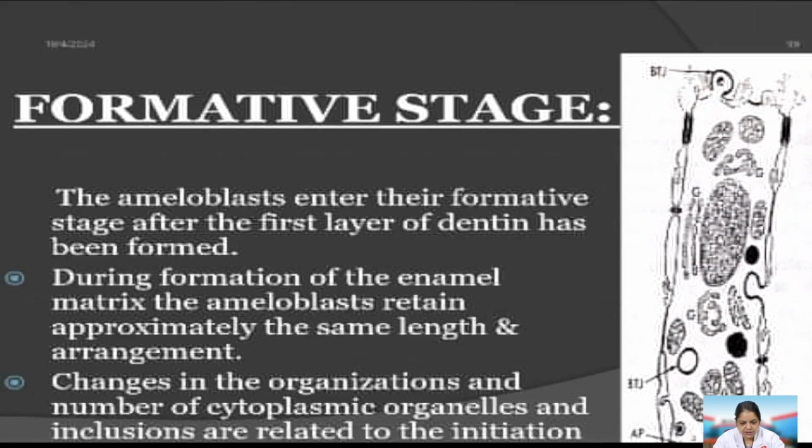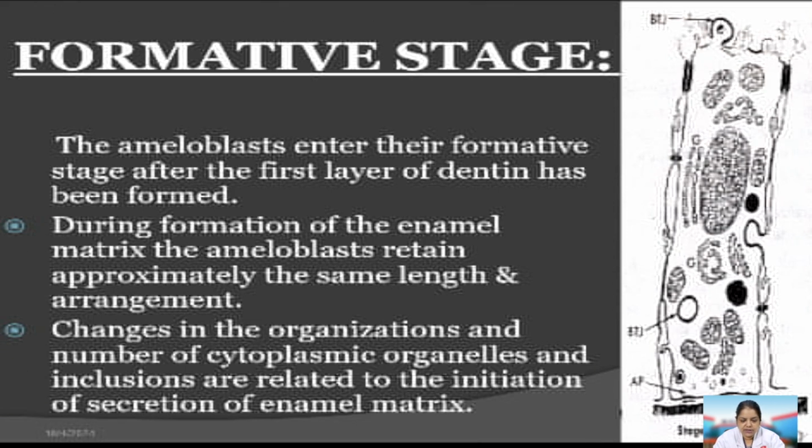Coming to the formative stage, this is the stage where the enamel formation takes place. The ameloblasts enter their formative stage after the first layer of dentine has been formed. During the formation of the enamel matrix, the ameloblasts retain approximately the same length and arrangement. Changes in the organization and the number of the cytoplasmic organelles and inclusions are related to the initiation of the secretion of the enamel matrix. This stage is also marked by the formation of the Tomes process. Tomes process is nothing but the extension of the ameloblast.